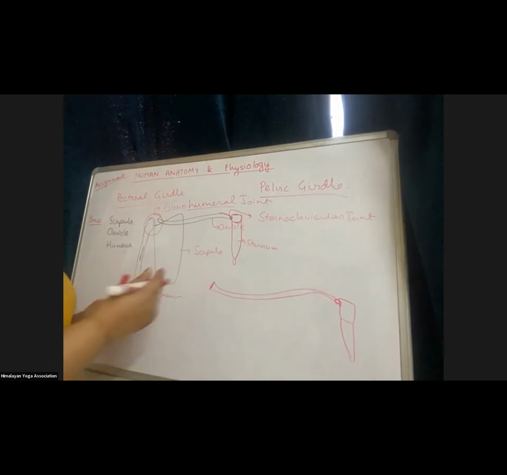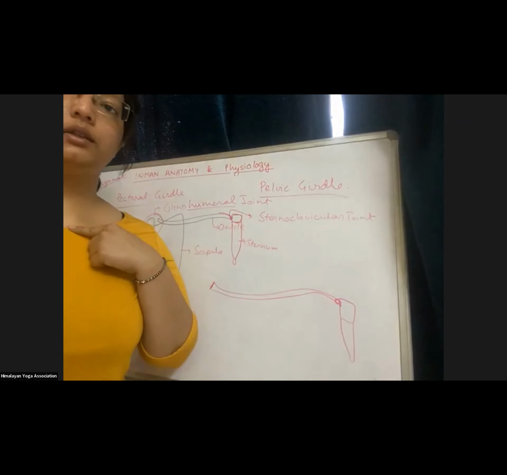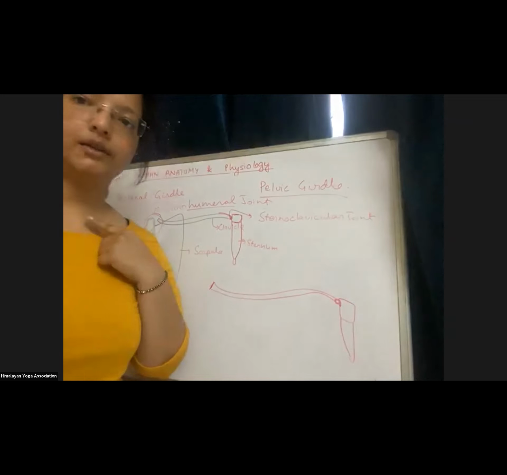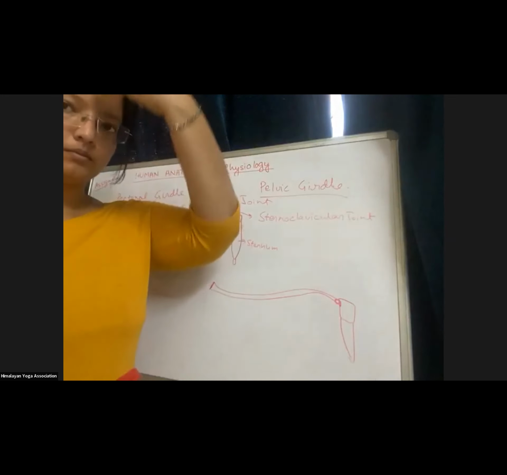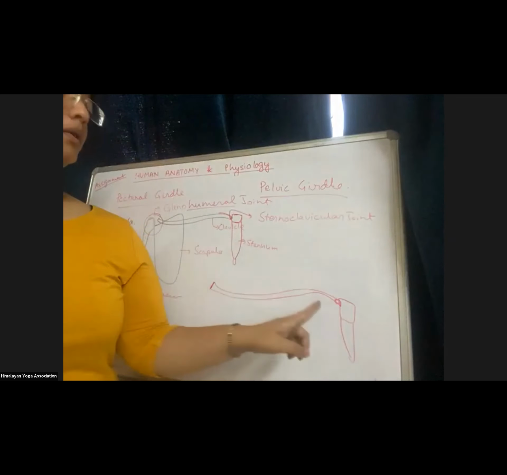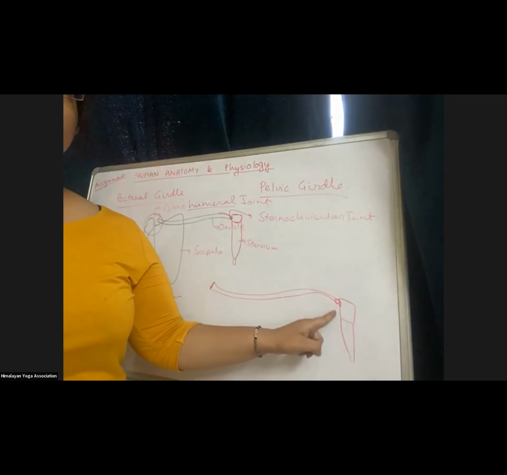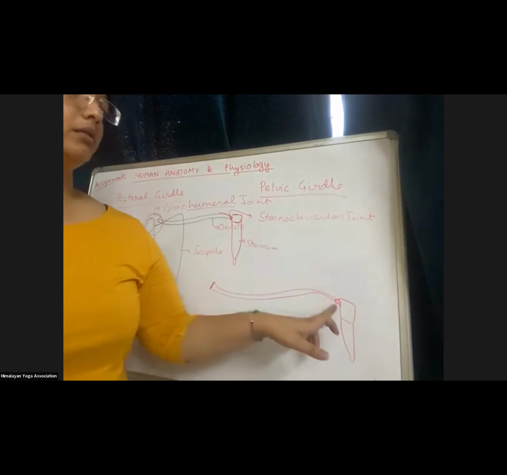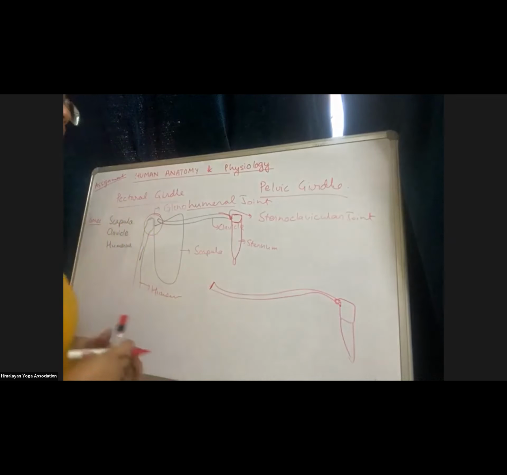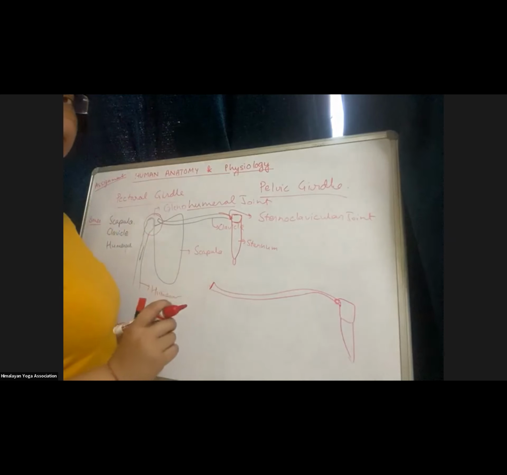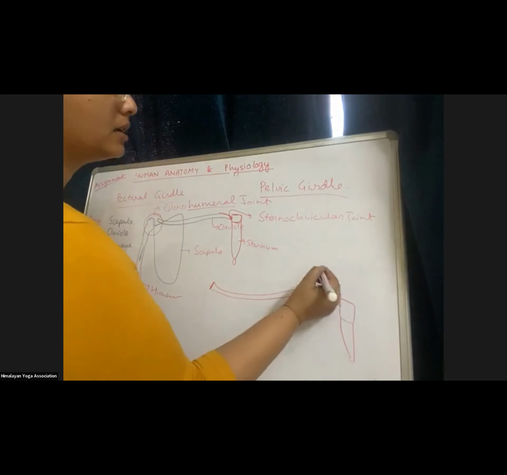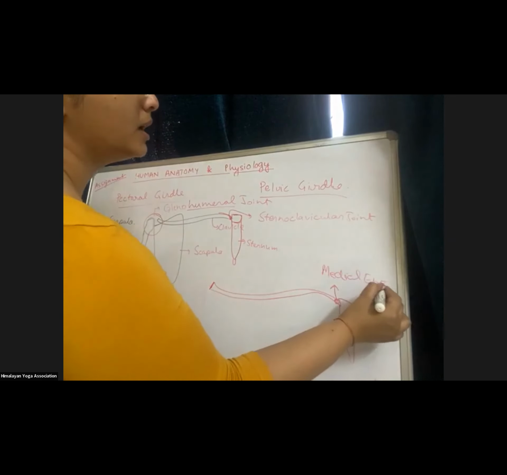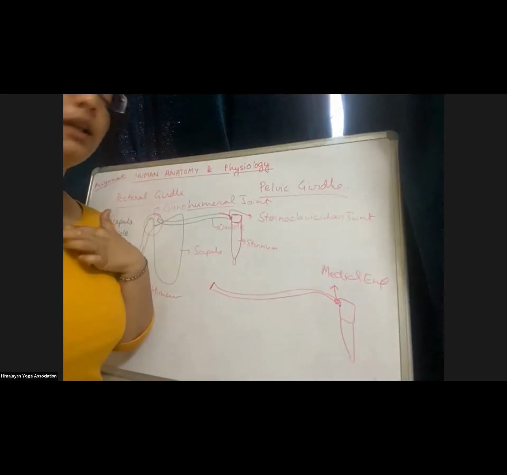This end is called... Sternoclavicular joint. This is a joint, but I'm asking about the name of this portion of the bone, not the joint. This point of the clavicular bone is called what? This is the medial end. It's in the middle of the body, so it's called the medial end.